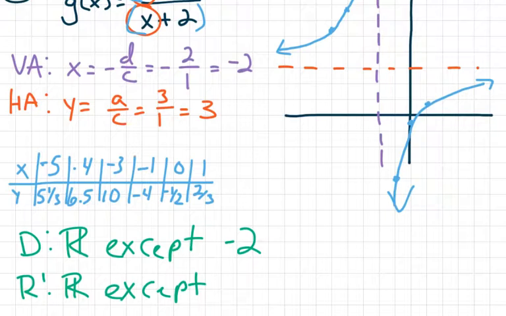The range, which y value didn't I use? The horizontal asymptote is at 3, so that is the excluded value in the range. All real numbers except 3. All right, so there's a couple of examples of the, quote, advanced rational functions. Let's move on to something a little different.